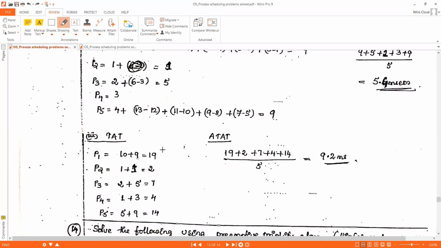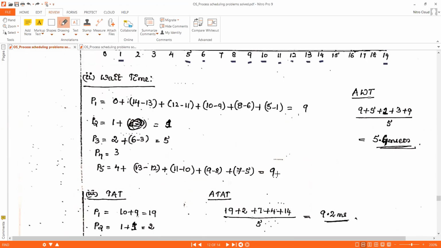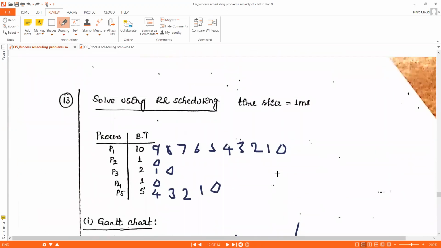If you know the turnaround times, we know how to find the average turnaround time: all the processes' turnaround times divided by the total number of processes. Here, process 1's turnaround time is 19, plus process 2's is 2, plus process 3's is 7, plus process 4's is 4, plus process 5's is 14, all divided by the total number of processes, 5. We will get 9.2 milliseconds as the average turnaround time using the round robin scheduling algorithm. Understood, right?